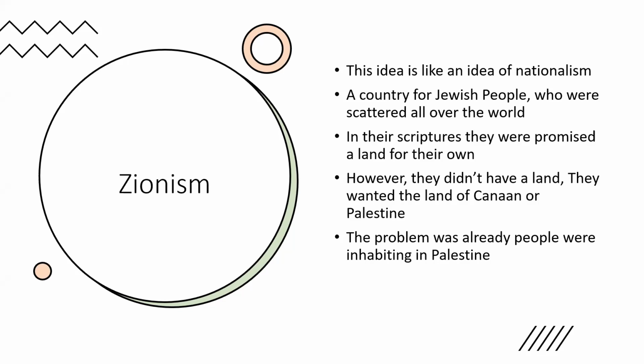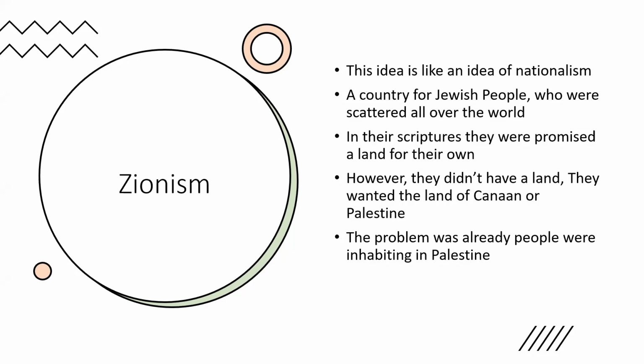It is similar to nationalism, but the difference is, the idea was of a country for the Jewish people. Until that point, the Jewish people didn't have a land. They were never actually a political power until that point. They never had a land of their own.